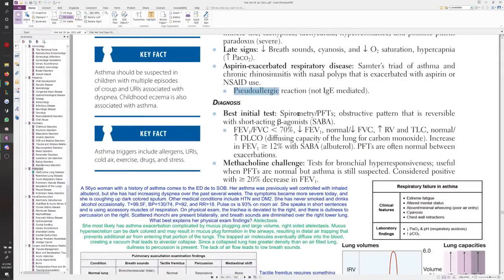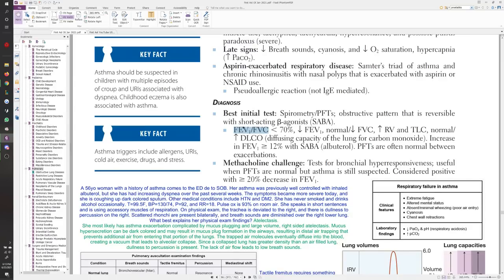Best initial test, as I said, spirometry, pulmonary function test. You see how quickly they can breathe out, how their breathing in is going, right? Obstructive pattern is going to be seen, and it's going to be reversible with the use of short-acting beta agonists. Right, so short-acting beta agonist is always going to be called a SABA from here onwards. And notoriously, you're going to see FEV1 to FVC ratio under 70%.